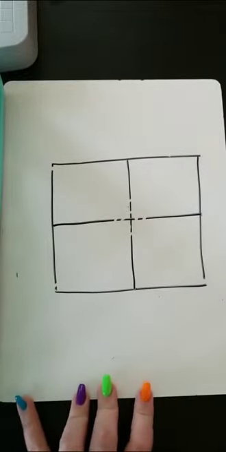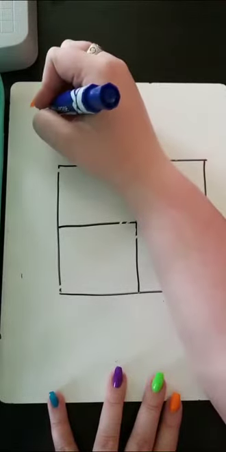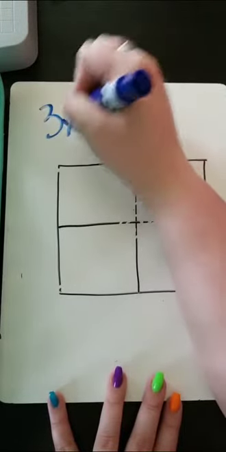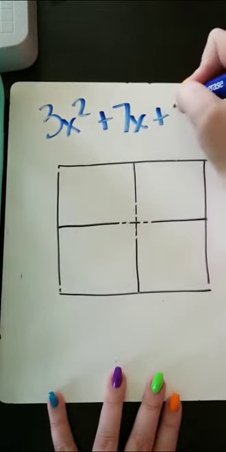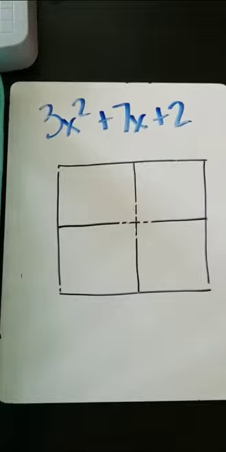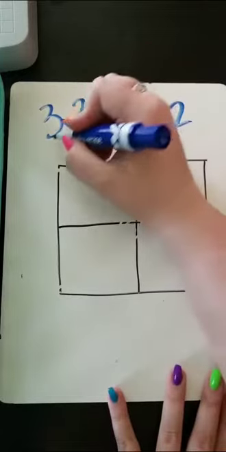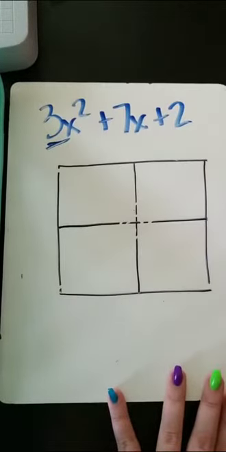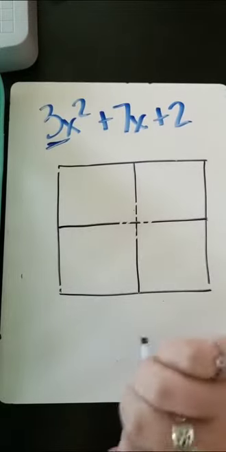Oh, here we go. What if it's a harder problem? What if it is something like 3x squared plus 7x plus 2? Okay. Again, these are really hard. Typically, historically, they are hard because that is not a 1. But with this method, it's cake.